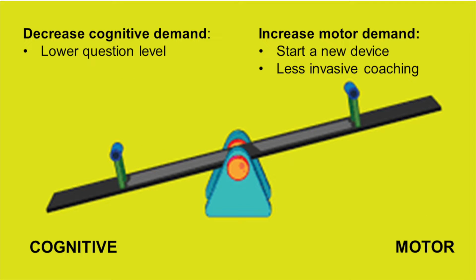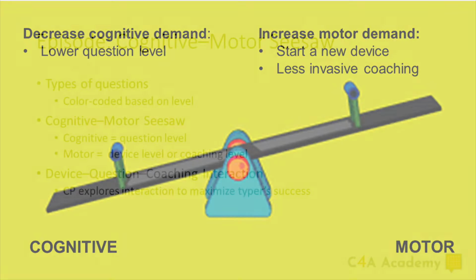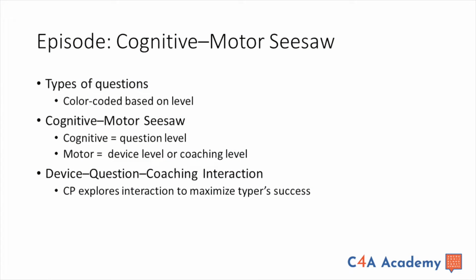Likewise, when you increase the motor demand by starting a new device or using less invasive coaching, you may need to lower the cognitive demand by lowering the question level. The device, question, and coaching interact, and this video will show you how the CP explores the interaction to maximize the typer's success.